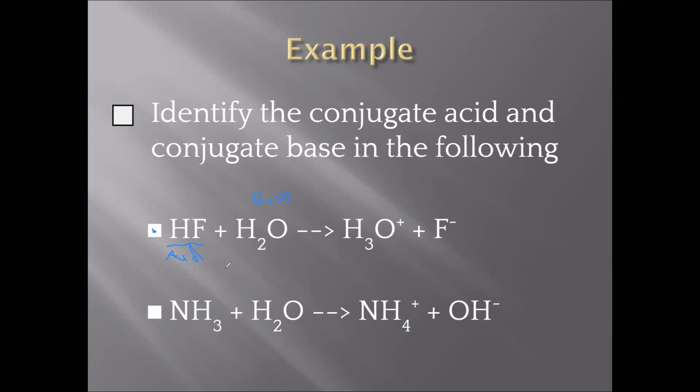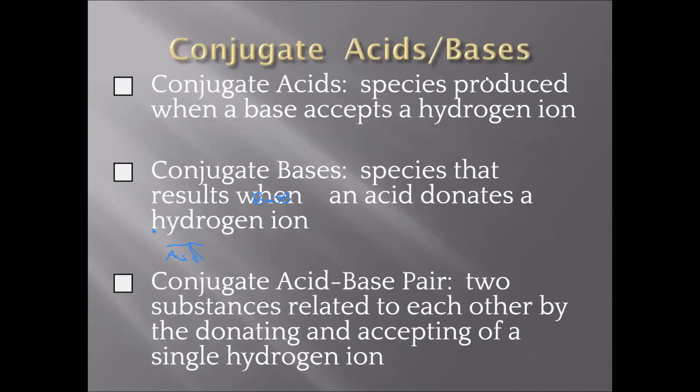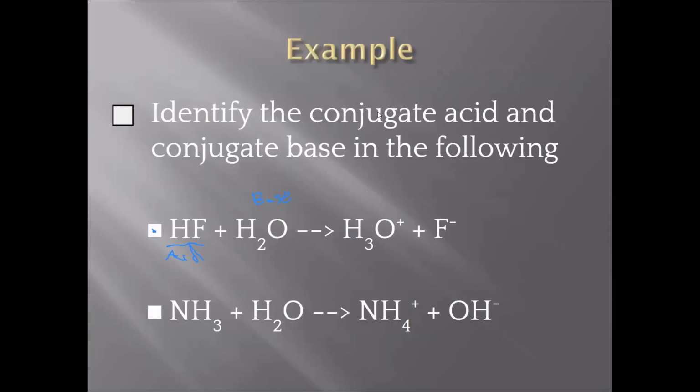So now our challenge is to identify the conjugate acid and the conjugate base. If we recall from before, let's go back to the previous slide, a conjugate acid is something that's produced when a base accepts a hydrogen ion, and a conjugate base results when an acid donates a hydrogen ion. Looking at this, what that means to us is this acid is going to have a conjugate base, and this base is going to have a conjugate acid.